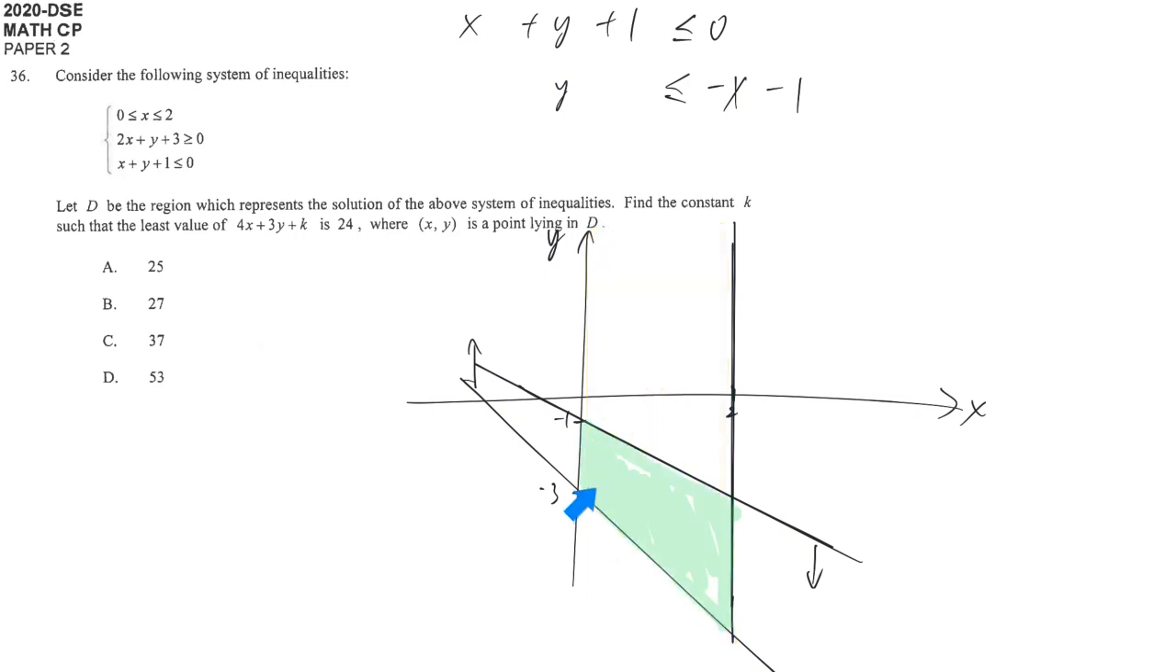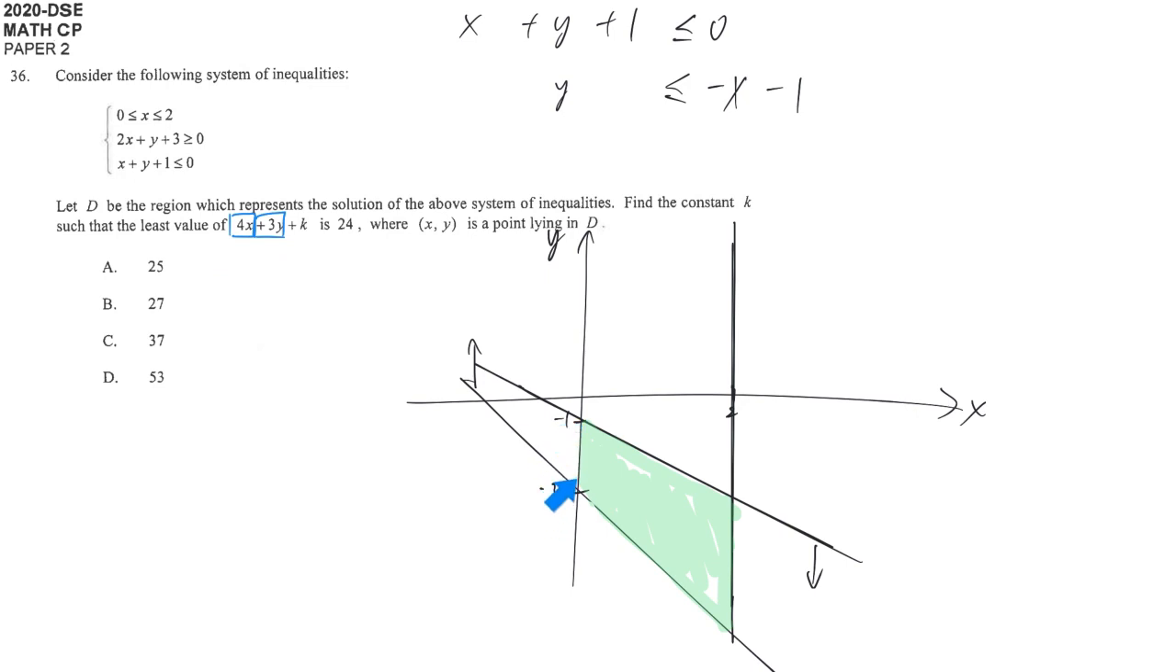We can choose all the xy combinations within this region, and we are going to find out which point will give us the least value for this function. It is very important to analyze the function 4x plus 3y. Since both coefficients are positive, we are seeking the least x and least y at the same time.